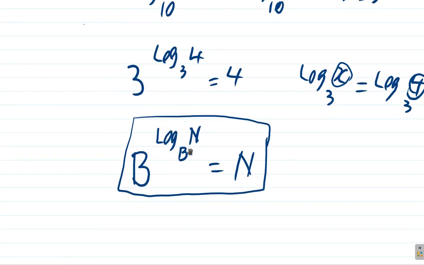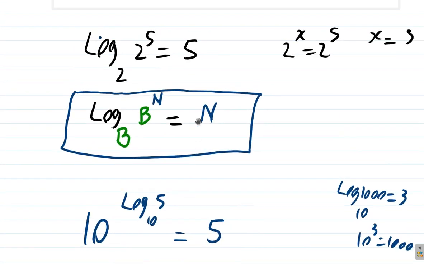B to the power of log n with a base b. You're raising b to the power, that's one operation. Log with base b, that's the other operation that is inverse. Alright? Sometimes raising to the power is called an anti-log.